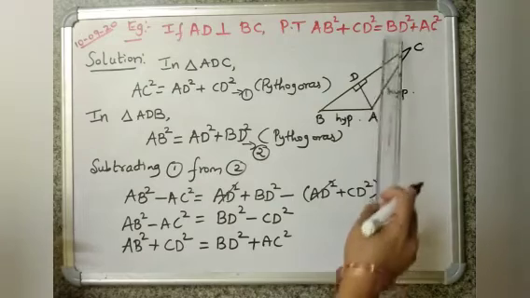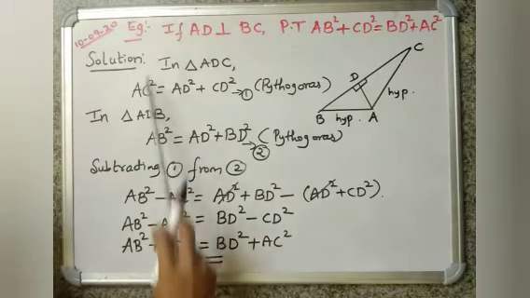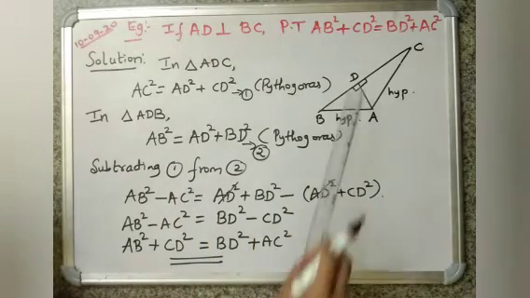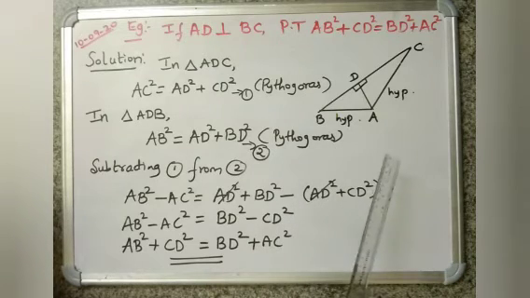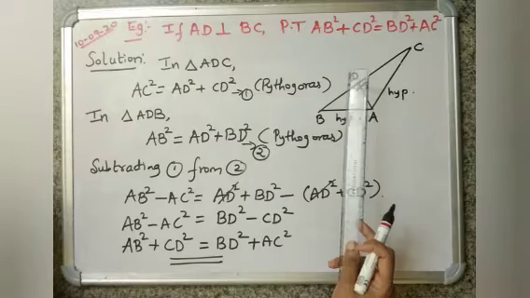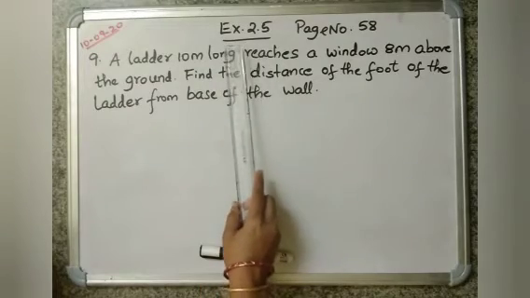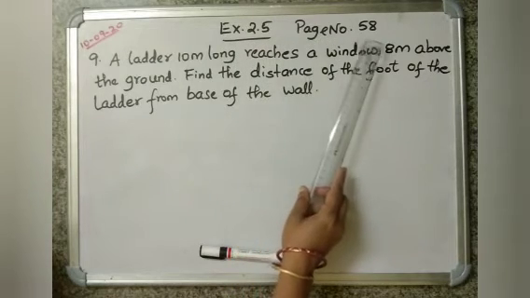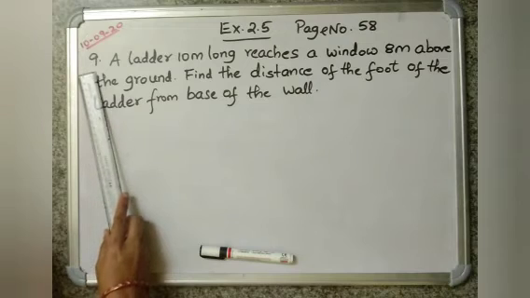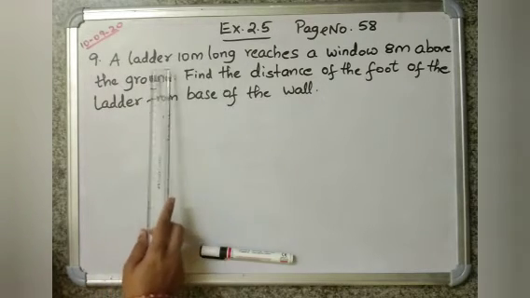Now see children, whether we have proved what was asked. Yes. So like this, by using Pythagoras theorem, we have proved it. Similarly, you will be getting lots of questions related to Pythagoras theorem. Let us work out the exercise problem, exercise 2.5, page number 58, ninth question. This is an application question of Pythagoras theorem.